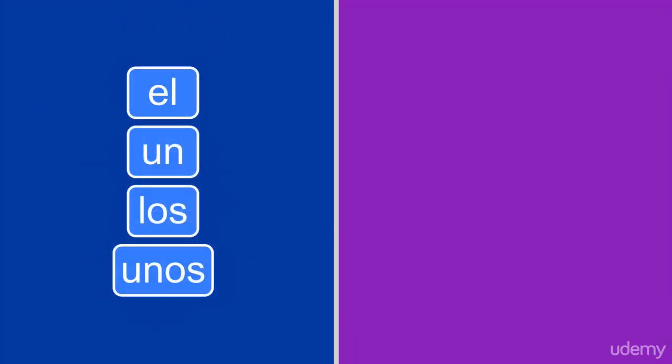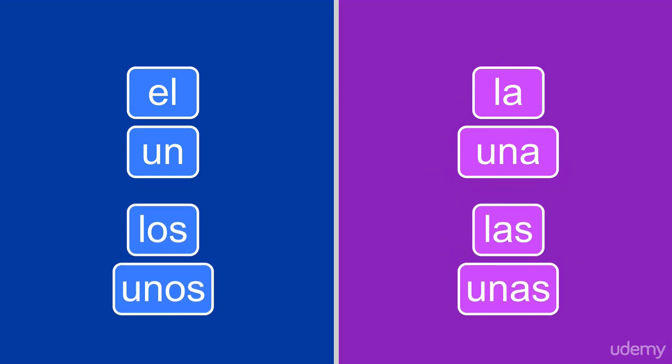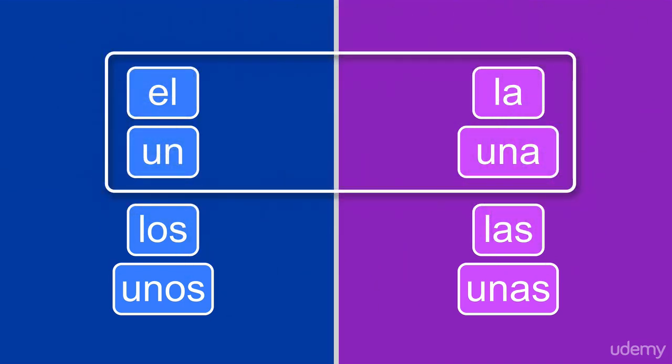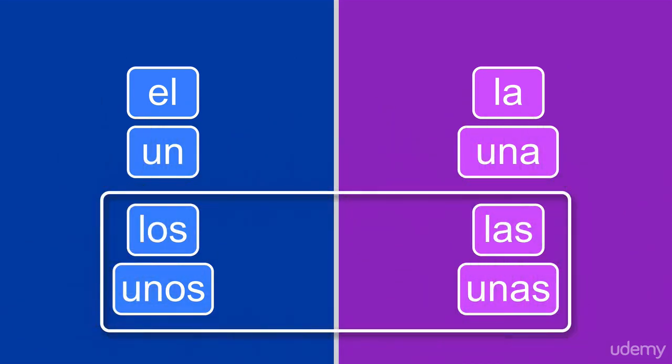These are the four articles used to identify words as part of the masculine category. And these are the four articles used to identify words as part of the feminine category. These four articles, two in each gender category, indicate that the word that follows is singular. And these four articles, two in each gender category, indicate that the word that follows is plural.